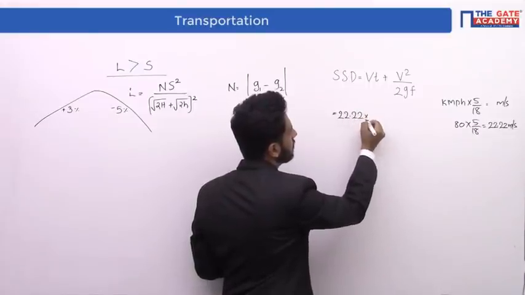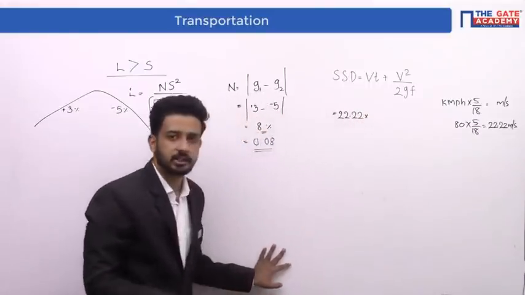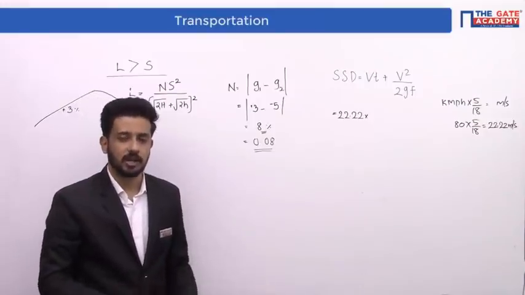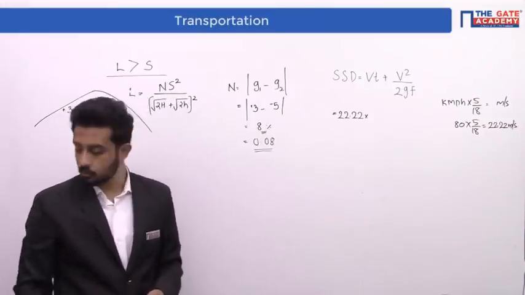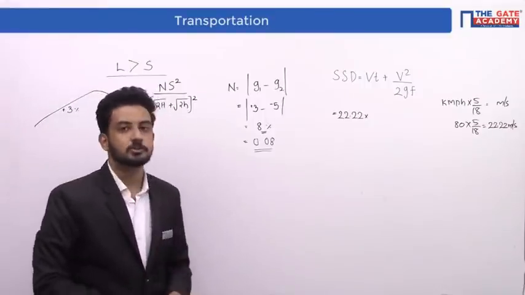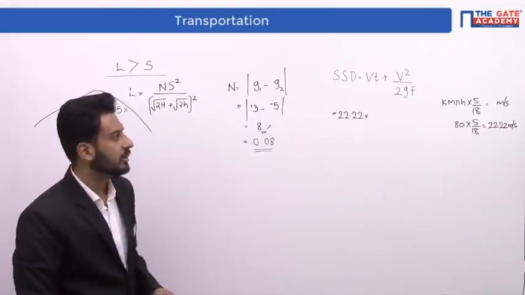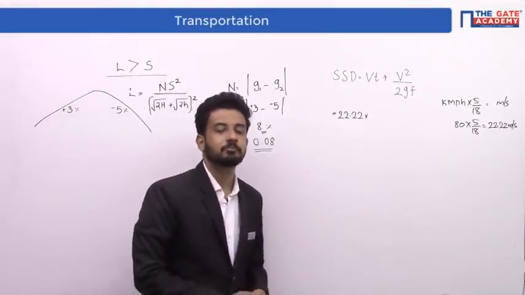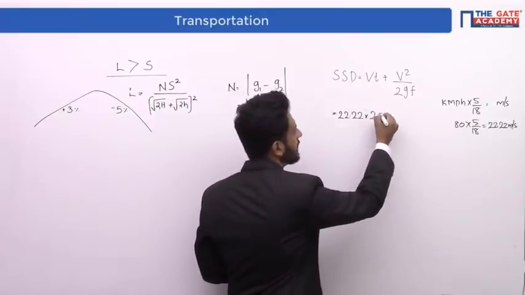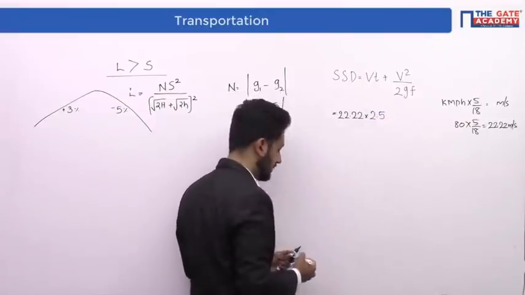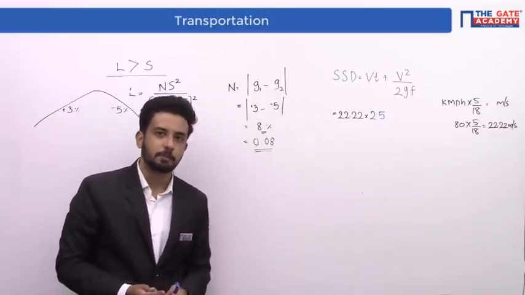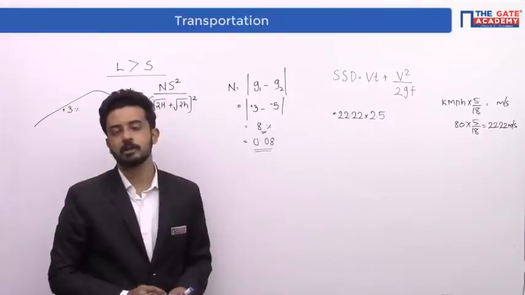speed into reaction time. What is the reaction time? Whether they have given any value? No. Whenever they are not giving any value, what do we have to take? We have some value as per IRC, correct? So what is the reaction time as per IRC? 2.5 seconds, correct? So as per IRC, the reaction time for stopping is 2.5 seconds.